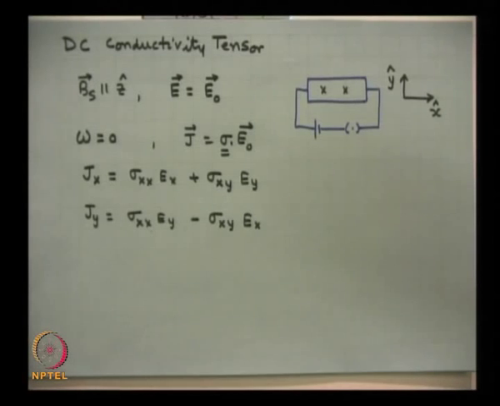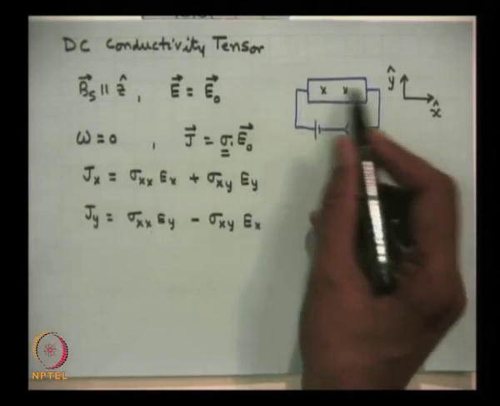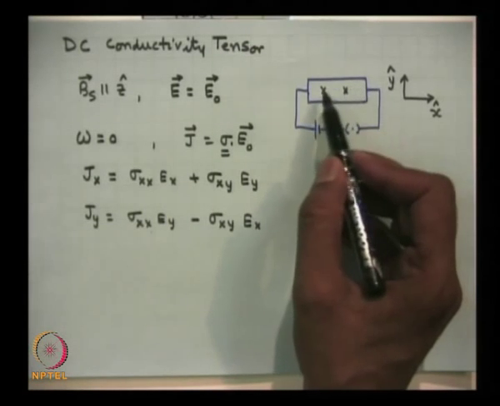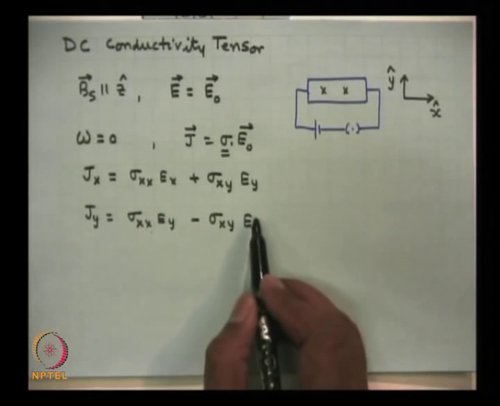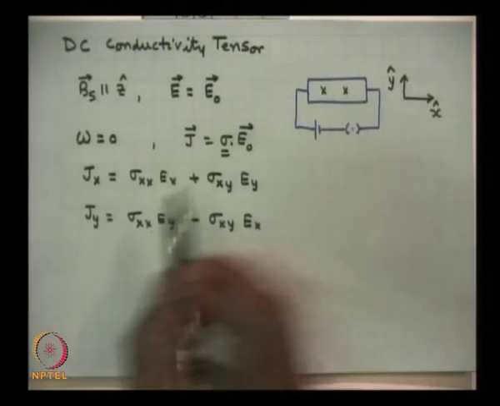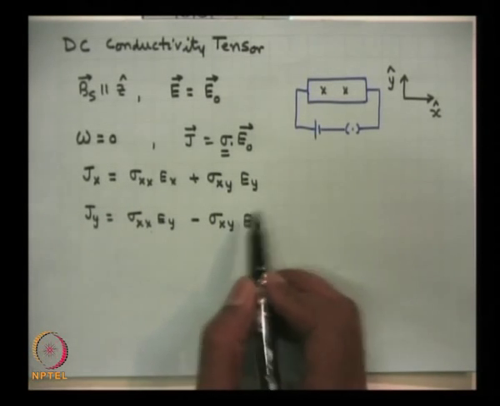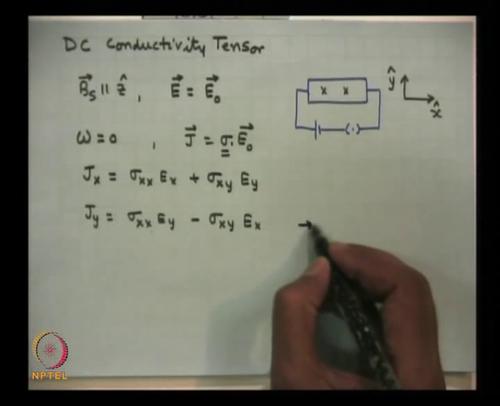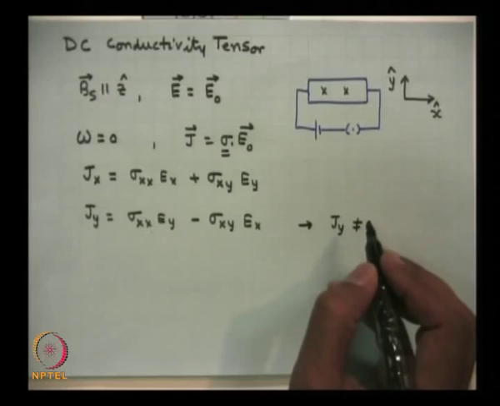Initially, you have applied the electric field in the x direction because of the potential difference between these two faces. As a result, if Ex is finite, Ey is 0 initially, so this term is not there. But that electric field will produce not only Jx, it will also produce a Jy, which is non-zero, so charges move.